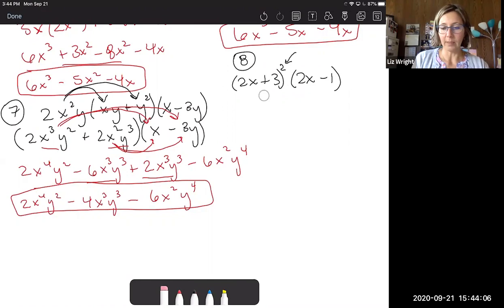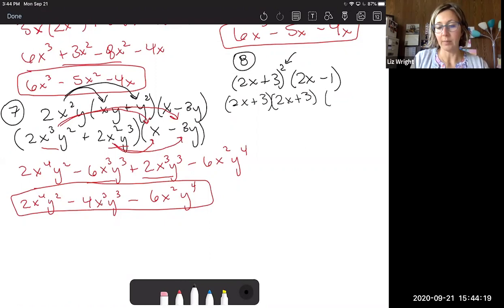So what that means is that we are going to write this out as two binomials. So it's going to be 2x plus 3 times 2x plus 3 times 2x minus 1. So here, what I would urge you to do is just forget about that 2x minus 1 for a second. So forget about that 2x minus 1. Go ahead and FOIL this.